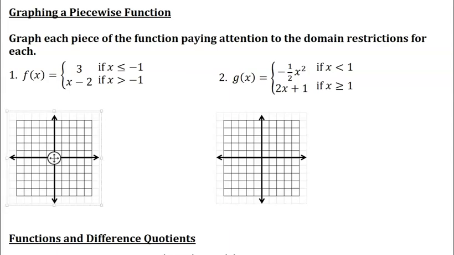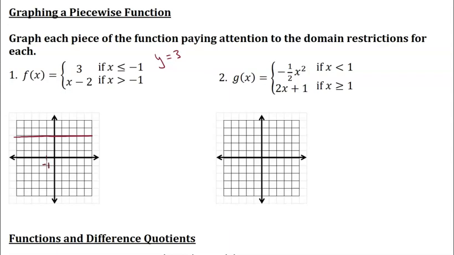So this right here, f of x equals 3. F of x equals 3 is the same as y equals 3. So again, that's the constant function y equals 3. But instead of doing this, I'm only going to draw the part that exists where x is less than or equal to negative 1. So I'm going to start over here at negative 1.